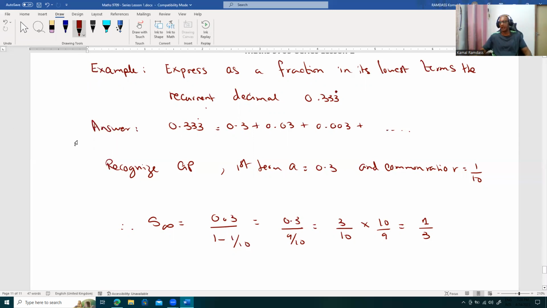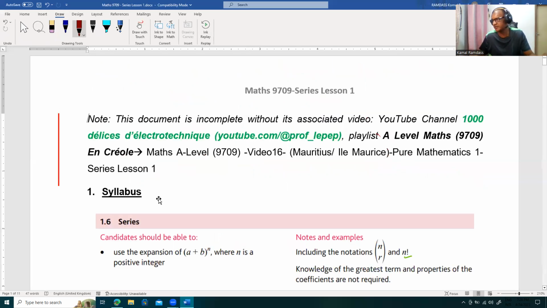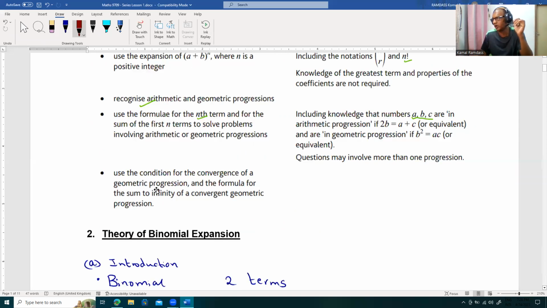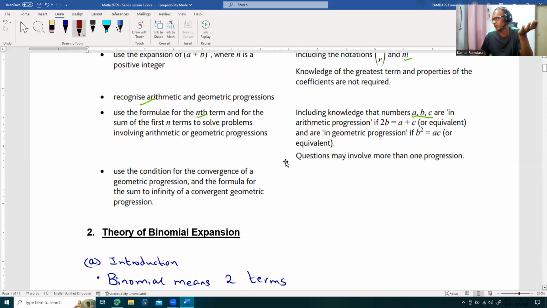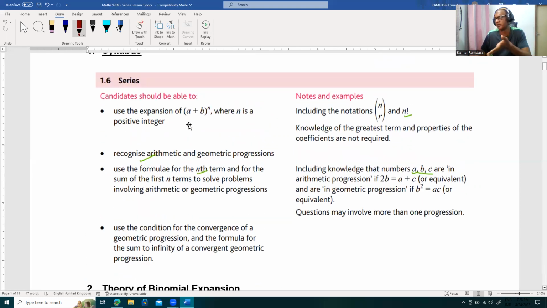OK. Et là, je vais au syllabus. Et use a condition for the convergence of a geometric progression, qu'on nous connaît. And the formula for the sum to infinity of a convergent geometric progression. Ça aussi, nous connaît. Arithmetic and geometric progression, nous connaît. Sum of n terms, nous connaît. Nth term, nous connaît. Binomial theorem, nous connaît.